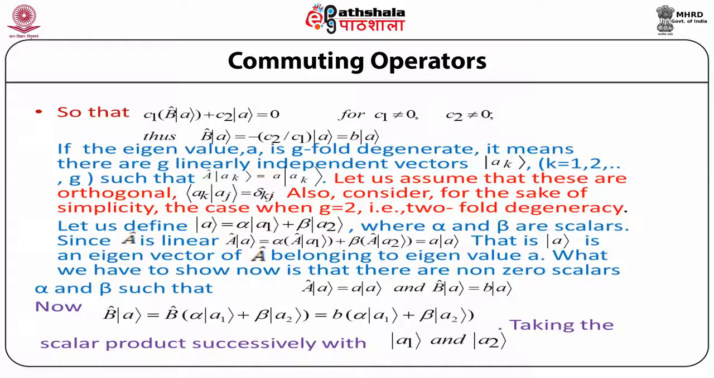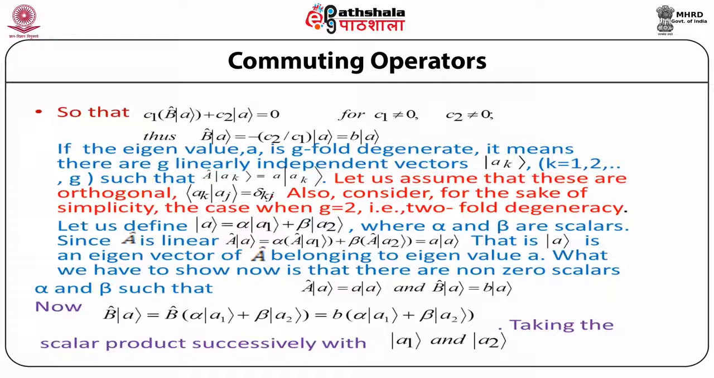That is, we have that the ket vector A is the eigenvector of the operator A, having the eigenvalue A. Now, what we have to show over here is that there are non-zero scalars alpha and beta as given in the above equation, such that operator A acting on ket vector A is equal to A times ket vector A, and operator B acting on ket vector A is equal to B times ket vector A. So we can write operator B acting on ket vector A is equal to operator B acting on alpha times ket vector A1 plus beta times ket vector A2.